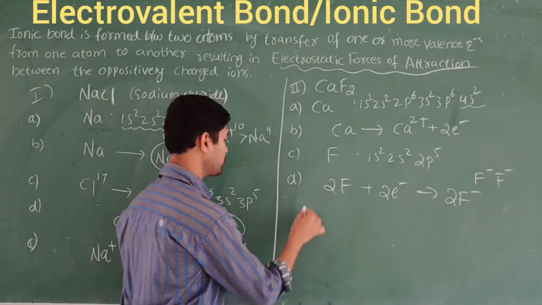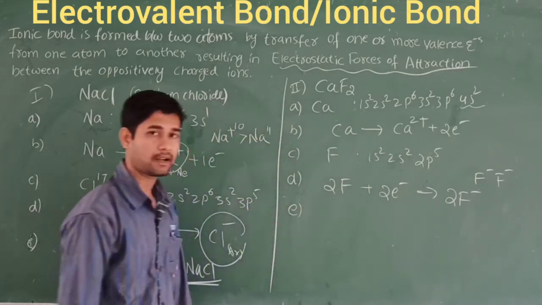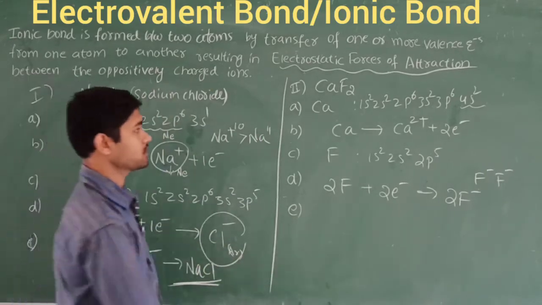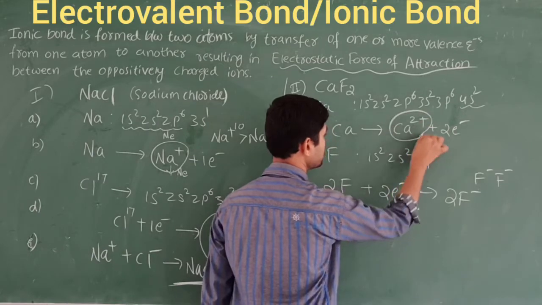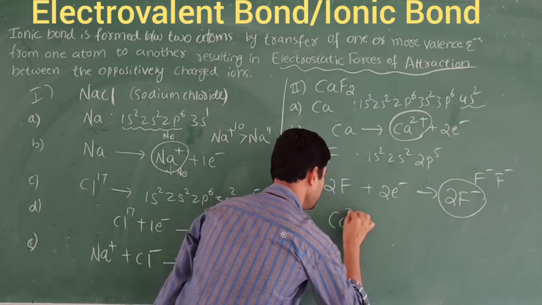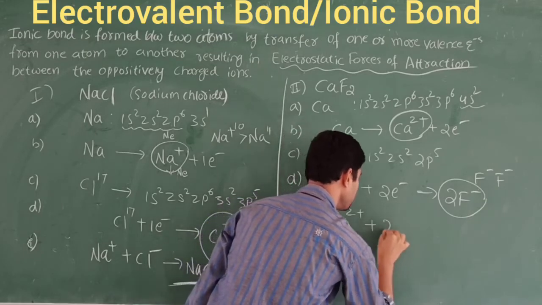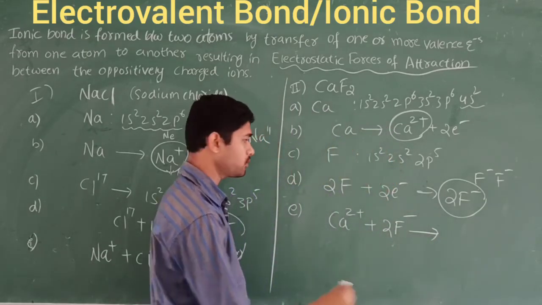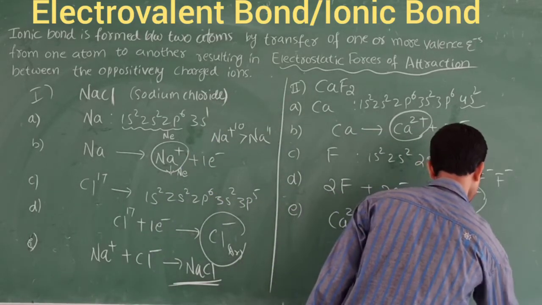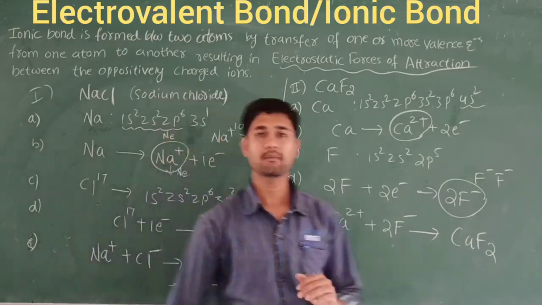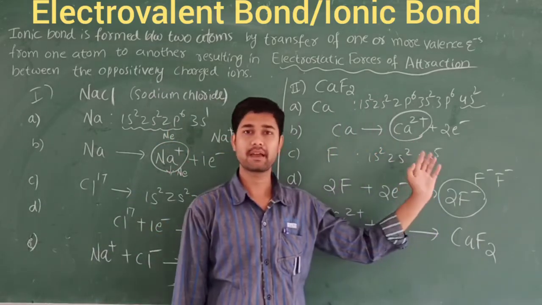So now I am going to gather these steps; that is called the electrostatic force of attraction between the oppositely charged ions. So what are the charged ions? Ca2+ and 2F minus. I am going to write here, Ca2+ plus 2F minus. After gathering this, we obtain calcium fluoride. So these are examples of ionic bonds: NaCl and CaF2.